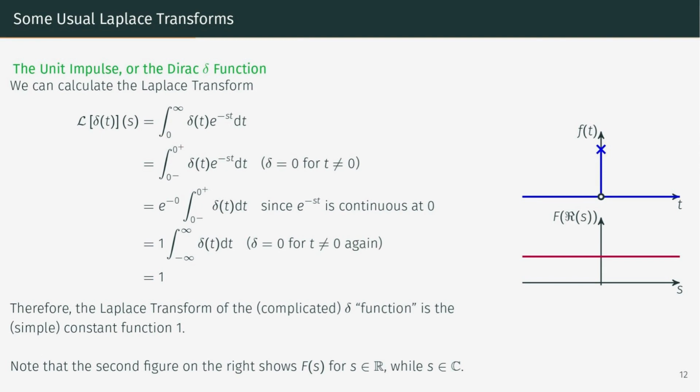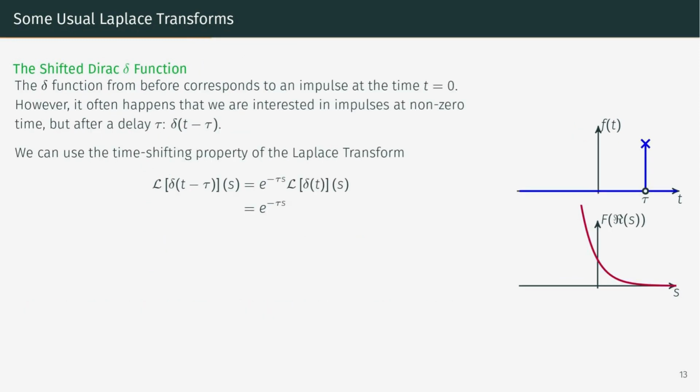The top graph here shows the graph of the Dirac delta function, while the bottom shows how the graph changes when you graph the Laplace transform for real values of s. We can then consider the shifted Dirac delta function. The delta function from before corresponds to an impulse at time t equals 0. However, it often happens that we are interested in impulses at non-zero time, after some delay tau, so the delta of t minus tau.